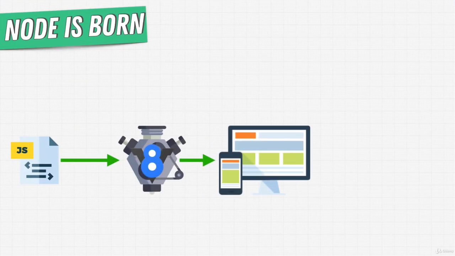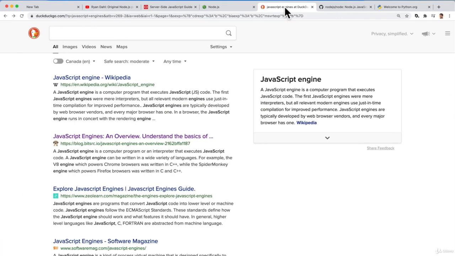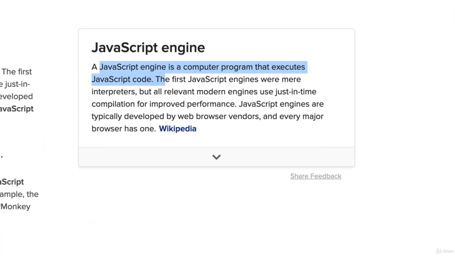I mean, we just talked about how we need this piece, this JavaScript engine, in order for a computer to understand the instructions that we write. So how can we use this engine, but without a browser? Is that even possible? Well, let's do a quick Google search here. If I type in JavaScript engines, maybe I can use a JavaScript engine on my own instead of the Chrome browser one. Well, as you can see here, a JavaScript engine is a computer program that executes JavaScript code. It reads our JavaScript and it executes it.